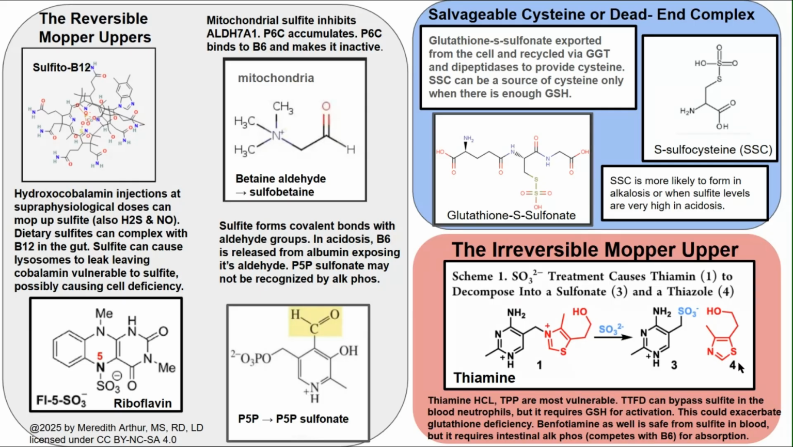TTFD can bypass the sulfite that's being produced in the gut from the neutrophils. But once it gets into cells, it requires glutathione for activation. And so people who have chronic oxidative stress are often in a low glutathione state, and it sometimes can worsen the whole situation. I tried TTFD.